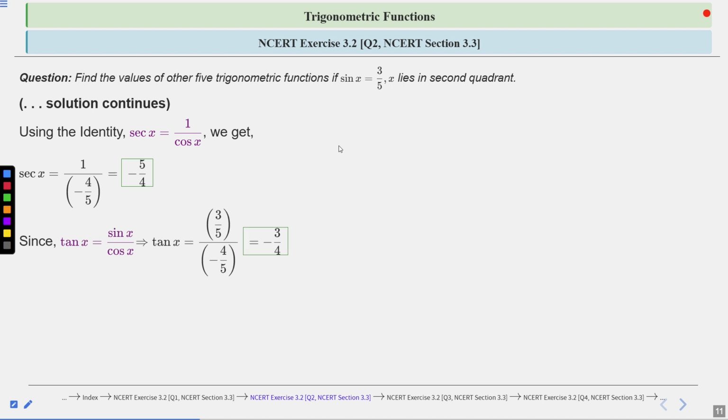Okay. Now, since tan x is equal to sin x upon cos x, and we have already calculated sin x and cos x, right? Sin x is given in the question as 3 by 5. So tan x will be sin x upon cos x. Therefore, tan x will be equal to 3 by 5 upon minus 4 by 5, which is equal to minus 3 by 4. Clear?